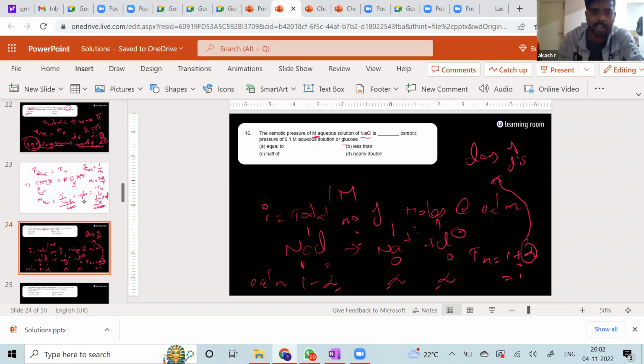Now, if they don't give you anything about this alpha value, that is, out of 1 mole how much is undergoing dissociation, assume that alpha is 1. That means all of the 1 mole is undergoing dissociation. But if they give you some alpha value, you have to take it. If they say 80% dissociated, then what will be the alpha value?